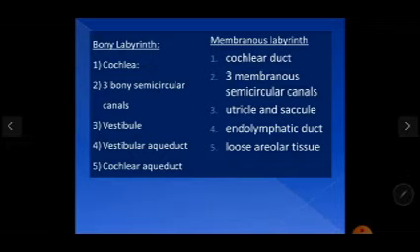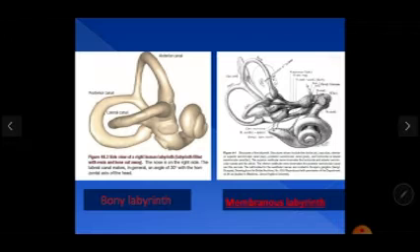Now in the bony labyrinth, you have the bony cochlea, the three semicircular canals, the vestibule, and two things which we didn't mention in the previous slides, the vestibular aqueduct and the cochlear aqueduct. The three semicircular canals open into the vestibule. The cochlear aqueduct also opens, but it is a little bit on the lower part of the round window.